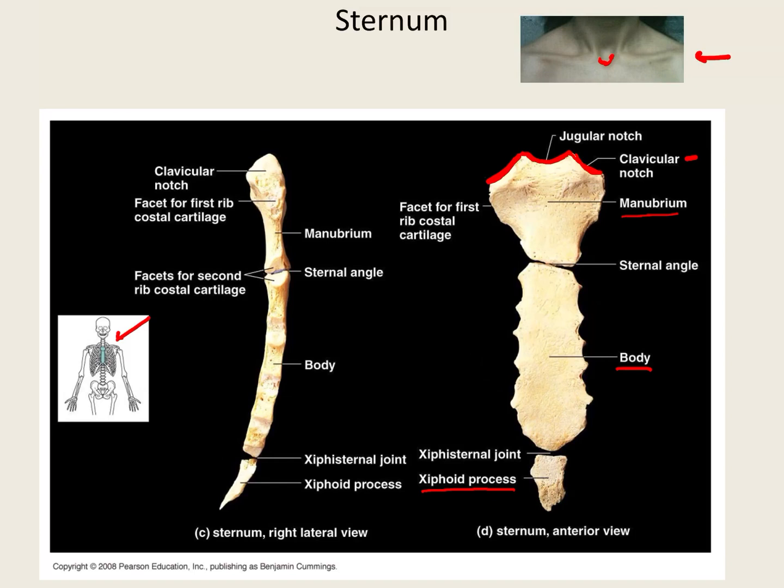In the body, or the gladiolus, you're welcome to say body, there are facets for ribs 2 through 7. So rib 1 does not contact the sternum at the body. We can see how we have little flat areas for the ribs. The xiphoid process is just the last portion. There is a joint here, and there's also a joint here at the sternal angle.